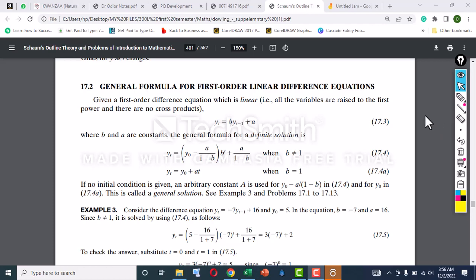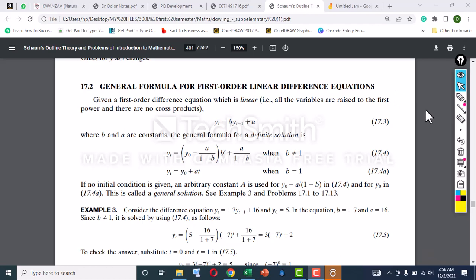This is for difference equations, different from differential equations. There are many terms that are similar between the two of them, but in this difference equation we are using a totally different formula, although the form of the formula is also similar. So this will be very quick. I'm going straight to the general formula for the first order linear difference equation.